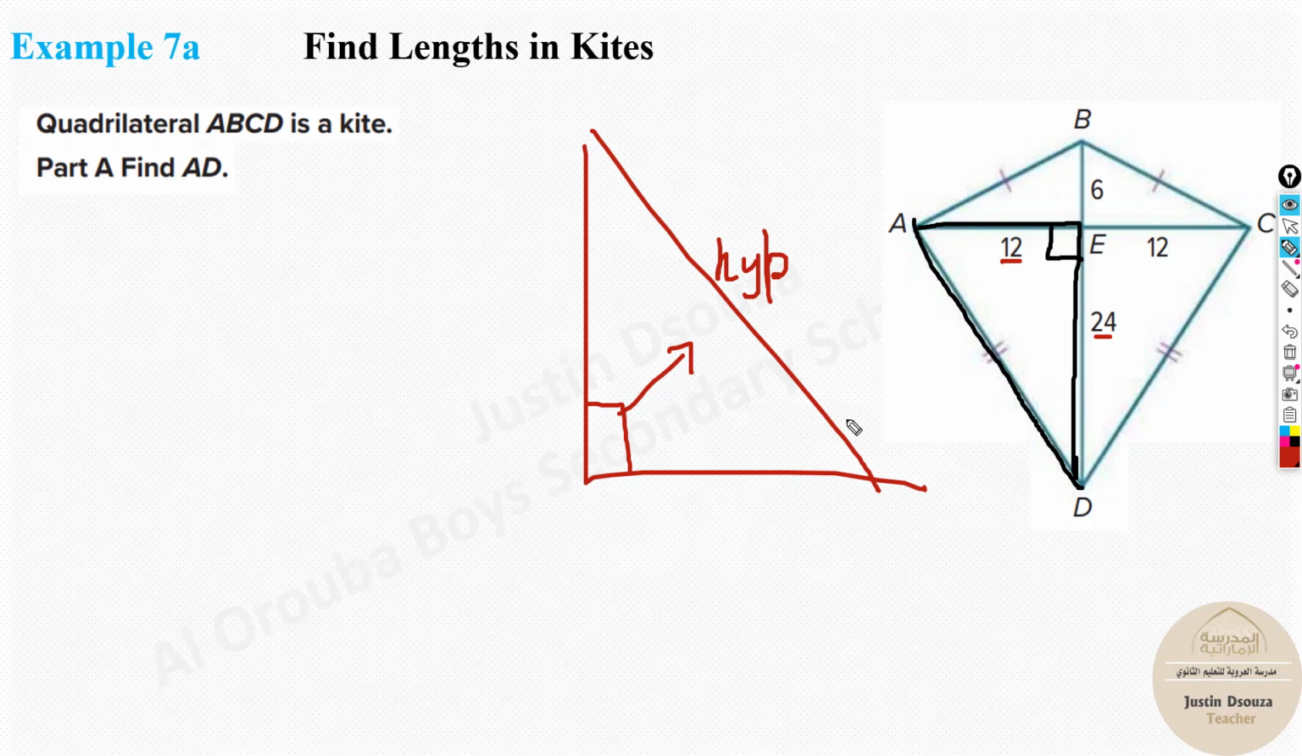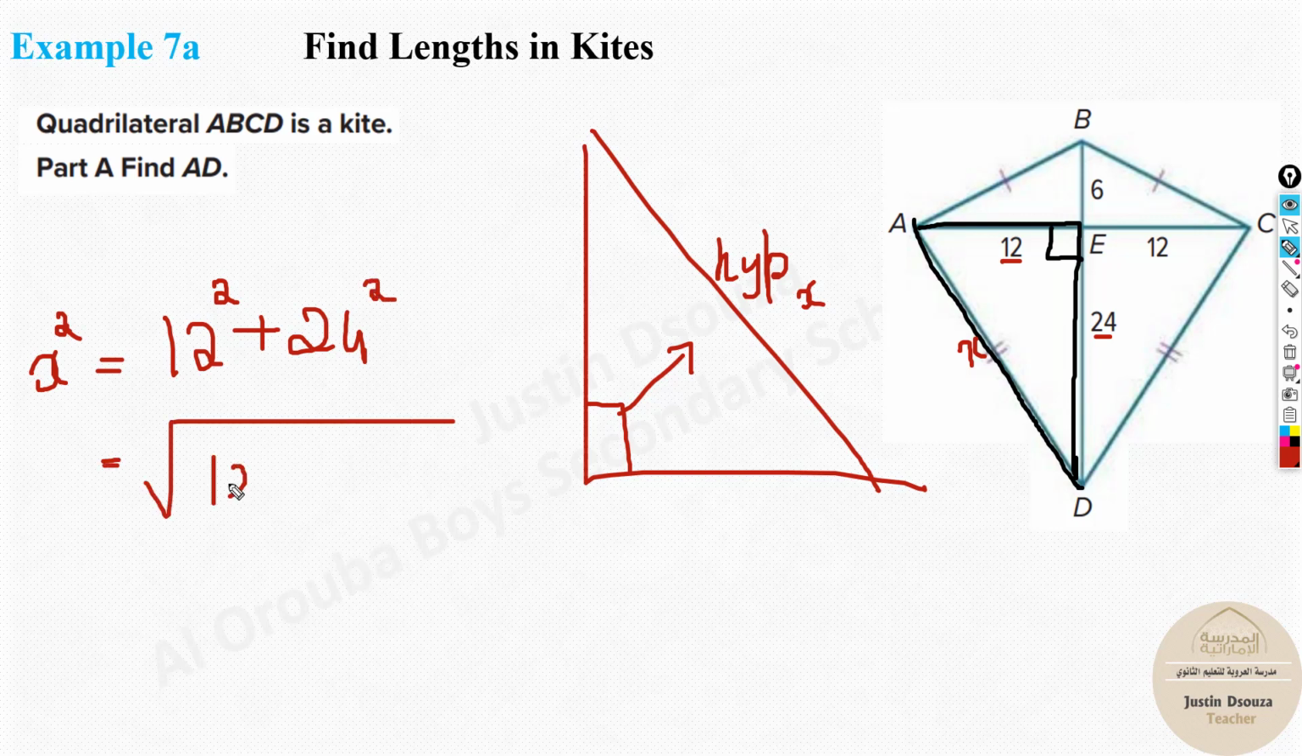Okay, that's the hypotenuse. Now this hypotenuse, if I take it as x over here, x squared will be equal to the sum of the squares of the other two sides. That is these two legs, 12 squared plus 24 squared. Now take the square root over here. x equals the square root of 12 squared plus 24 squared. I'm taking the square root on both sides. The square root cancels with the square, so you're remaining with x equals this.